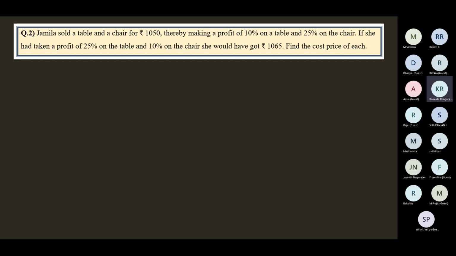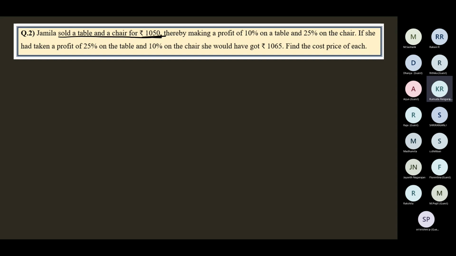Next one. Jamila sold a table and chair for rupees 1,050. You should be careful when you read the question. Here, what is 1,050? It is the selling price of the table plus the selling price of the chair. It's not the gain here, it's the selling price. That means the selling price of the table plus the selling price of the chair is equal to 1,050.